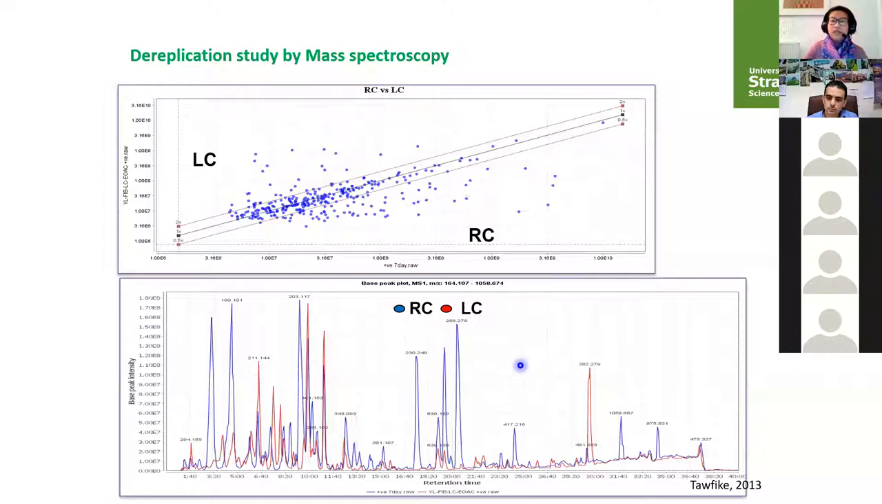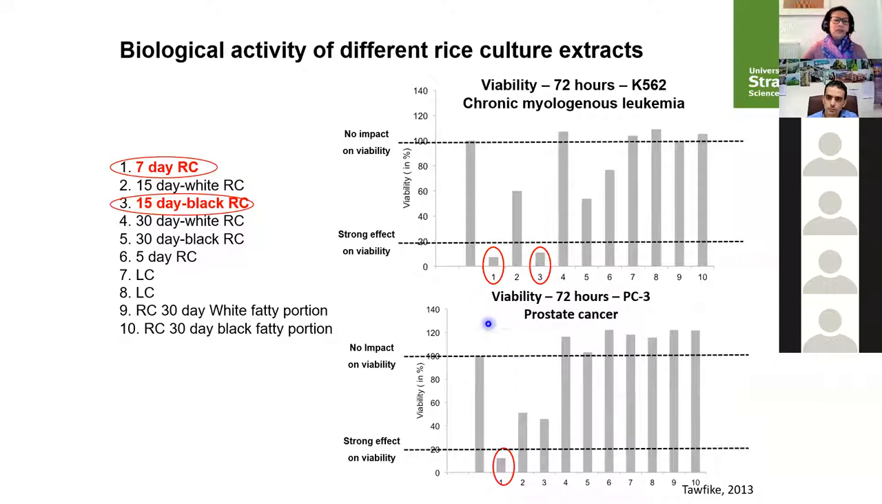But the question is bioactivity. Looking at the bioactivity results, we could also see that the rice culture indeed gives very good bioactivity. Both the 7-day culture and the 15-day culture were active against leukemia cell lines. However, when it comes to prostate cancer, we only found the 7-day rice culture to be active. And that tells us that the 15-day rice culture is specific only to leukemia cell lines.